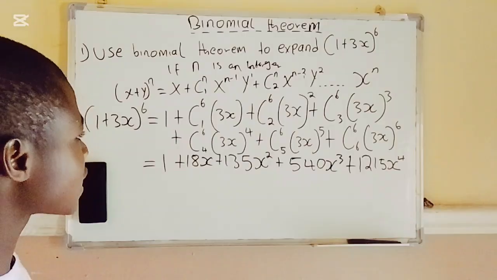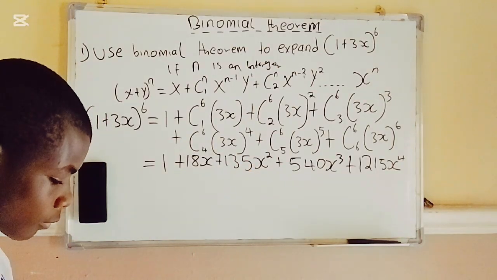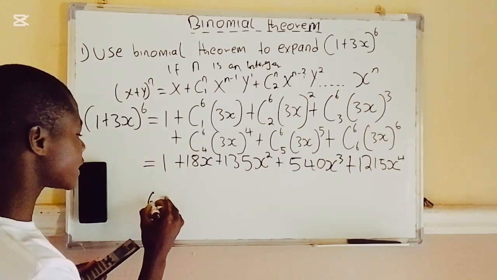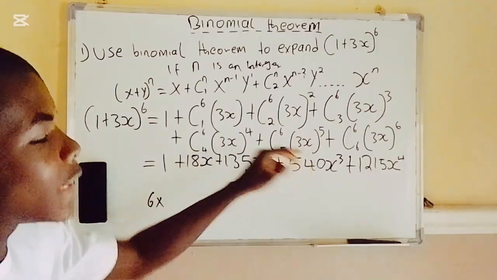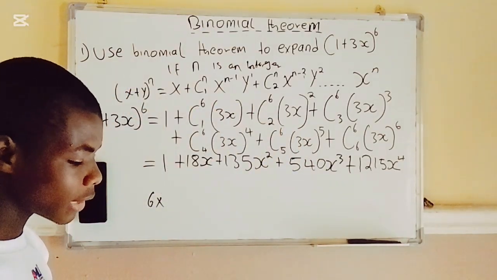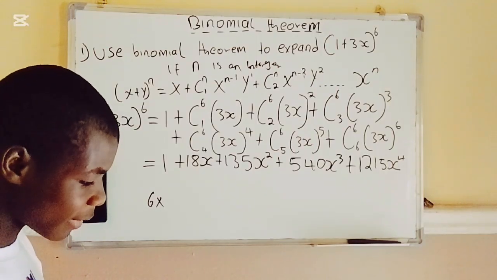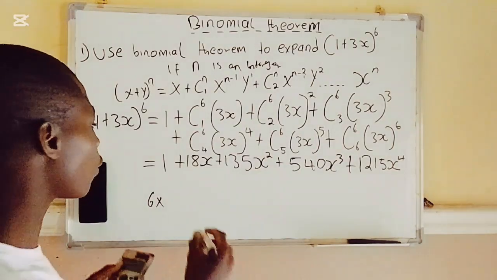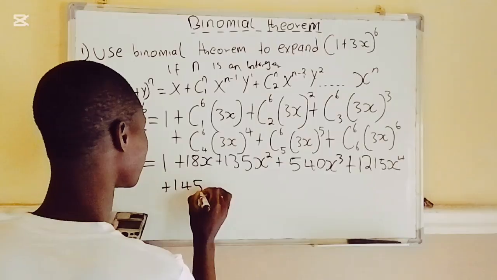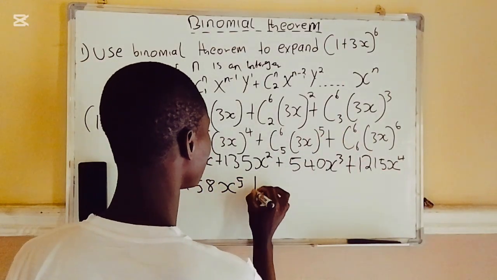So I have to take 6 combination 5, which gives me 6. 6 multiplied by 3 times 3 times 3 times 3 times 3, up to 5 times, which gives me 243. 243 multiplied by 6 gives me 1458. So plus 1458x raised to the power of 5, plus what?